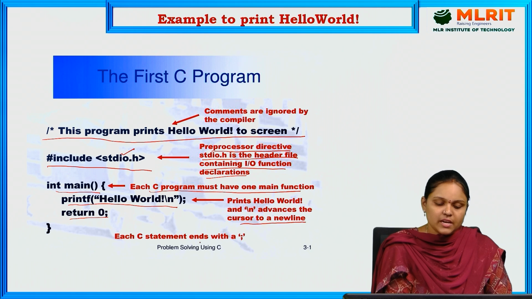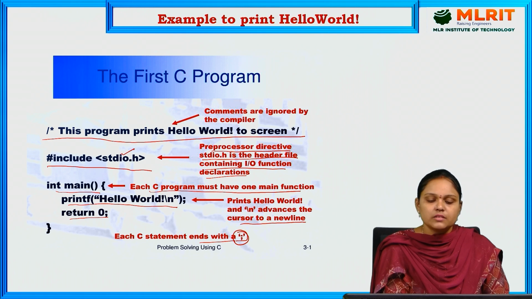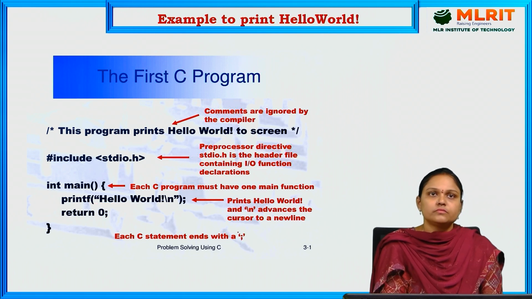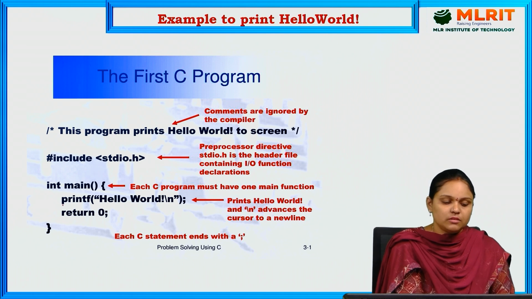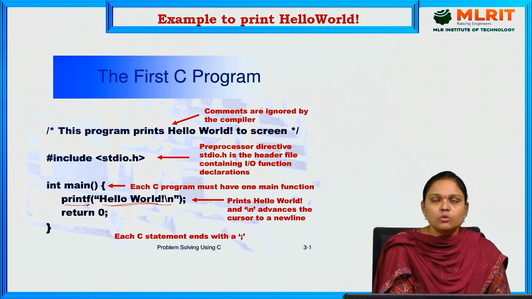Each statement ends with a semicolon. So printf is a function. It is a writing function that is used to print the text or the value that we are giving. Our task is to print hello world. So by using this printf function, we are writing hello world inside the double inverted quotes so that hello world will be printed.